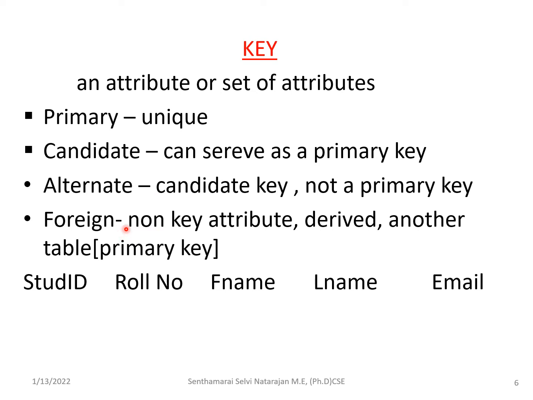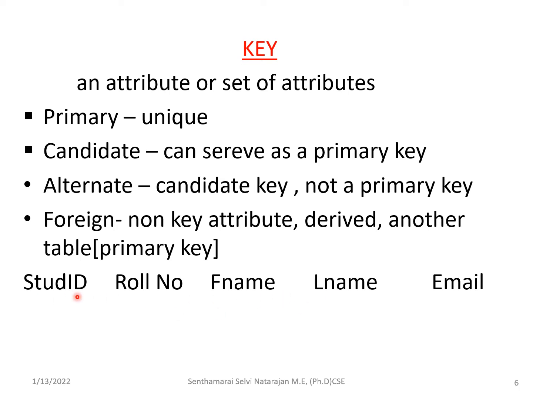It is not a key attribute, but it is derived from another table. For example, if you have 2 or 3 tables and you want to link two of them, then there should be a common column between these tables. That common field is called a foreign key. Here we will see one example.